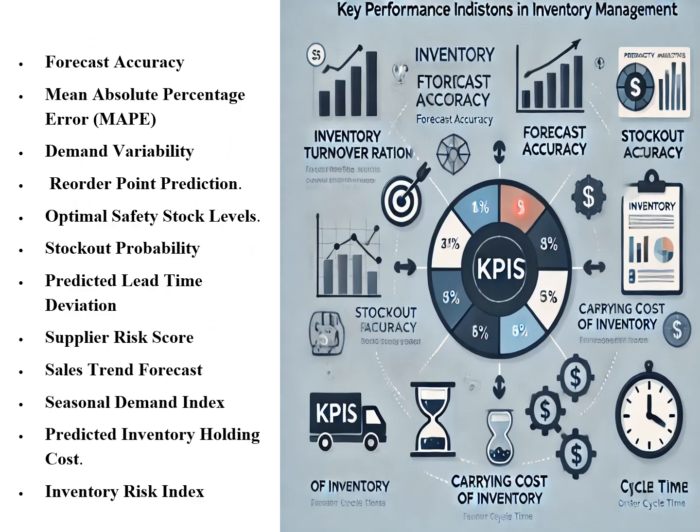To do the predictive analytics of the inventory, we have to calculate the following KPIs, which are forecast accuracy, mean absolute percentage error MAPE, demand variability, reorder point prediction, optimal safety stock levels, stock out probability, predicted lead times deviation, supplier risk score, sales trend forecast, seasonal demand index, predicted inventory holding cost, and also inventory risk index.